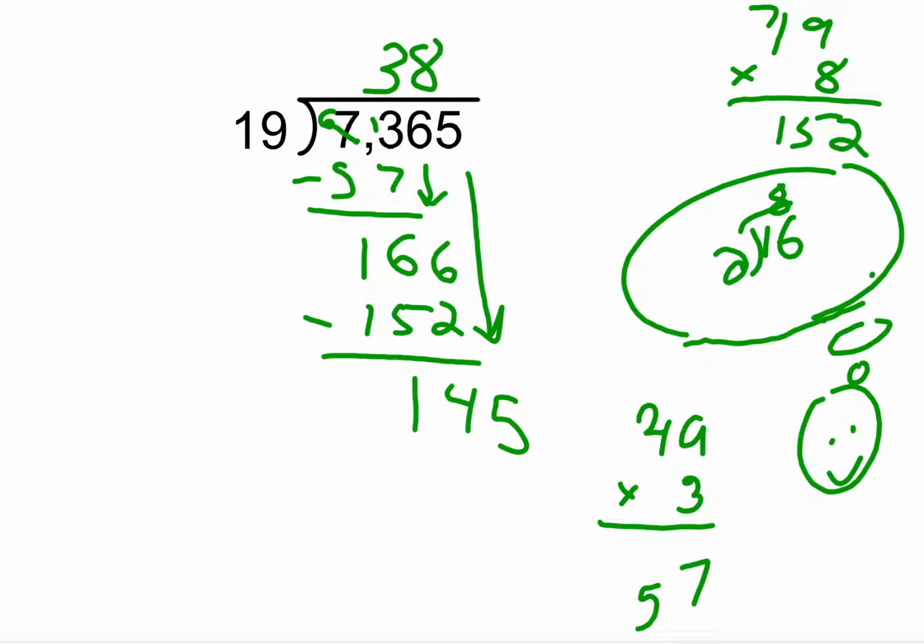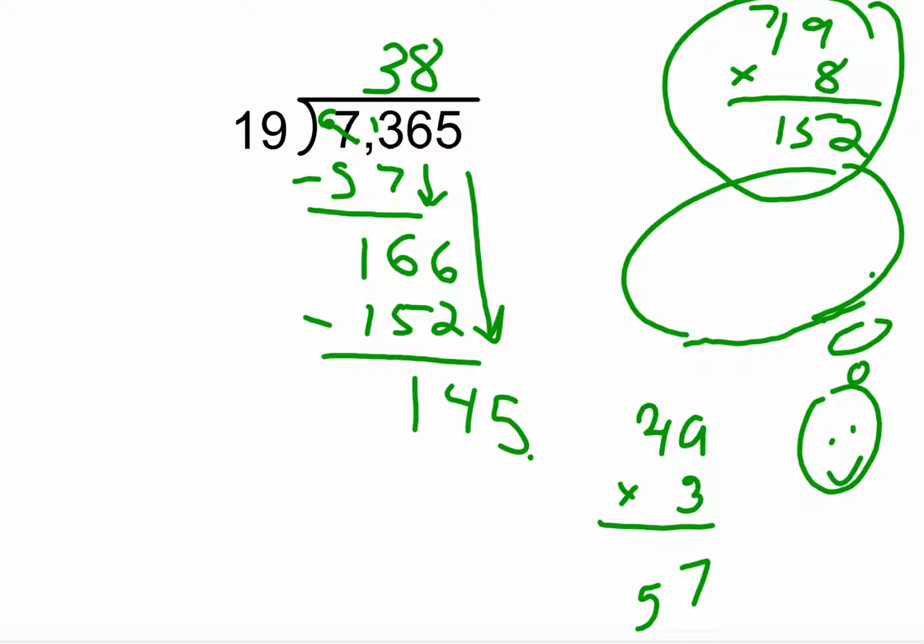Okay? Now, I'm going back to my thinking right now. My little thinking space. I have 145 left over to divide. I can use what I've already done in the problem. If I look up here, 19 times 8 is 152, which is just a little bit bigger than 145. So the next number I'm going to use is 7, because I know that 8 is just a little bit bigger than my 145 that I have left to divide.